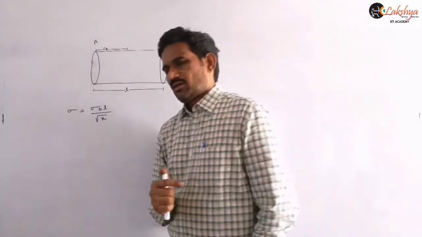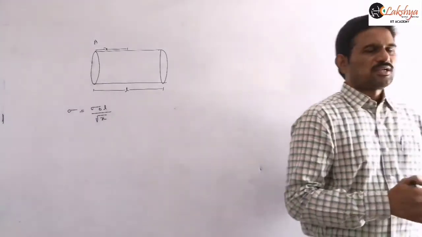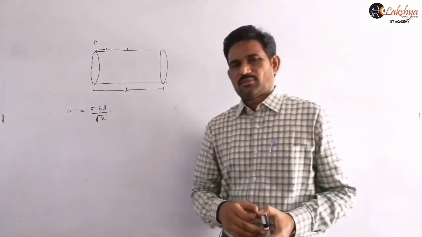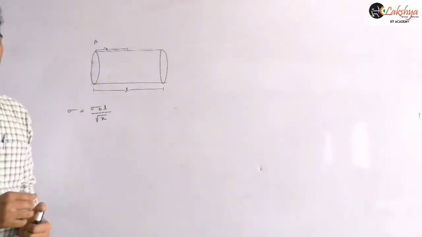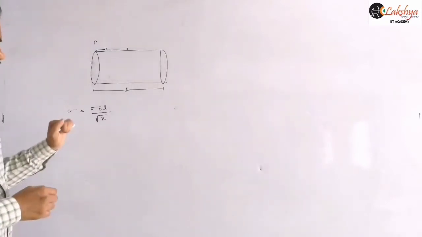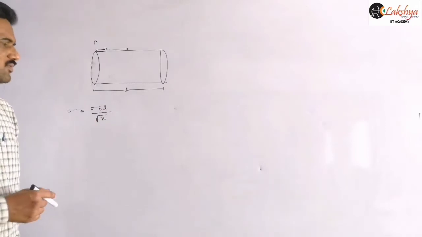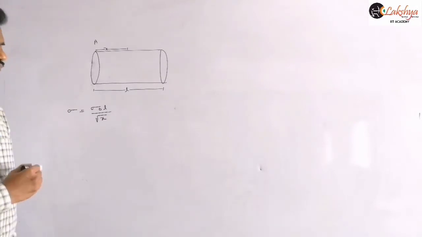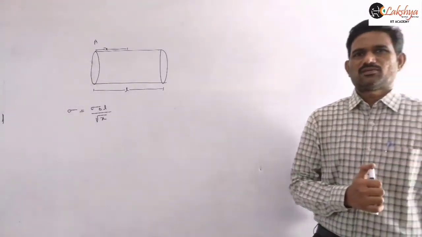The conductivity of a cylindrical conductor of area of cross section A and length L varies with the distance x from one end as sigma is equal to sigma naught into L by root x. Find the resistance of this conductor.